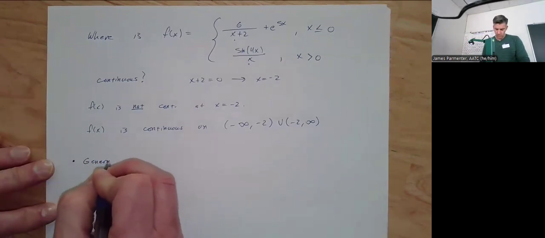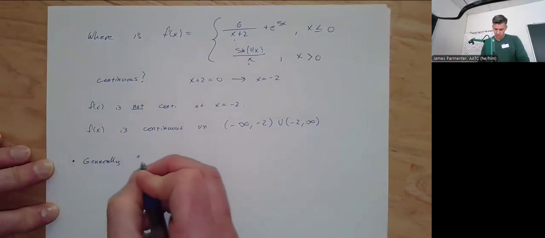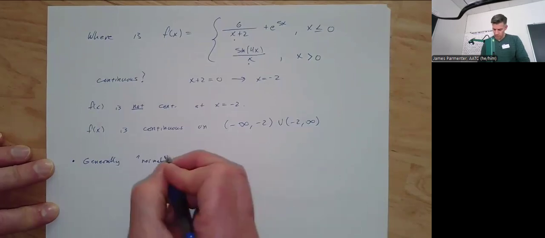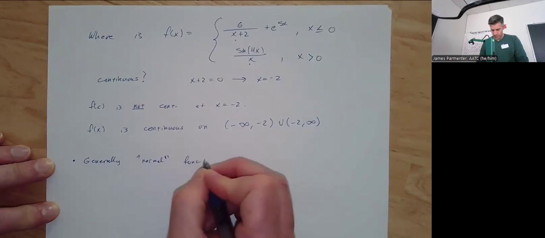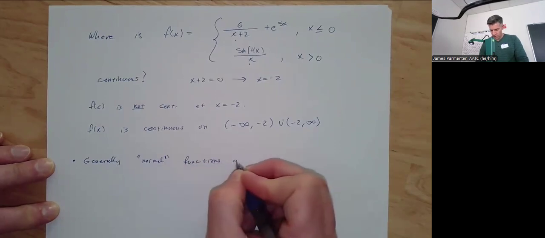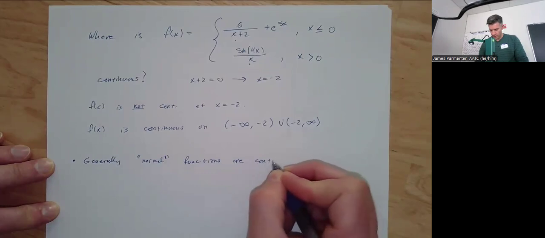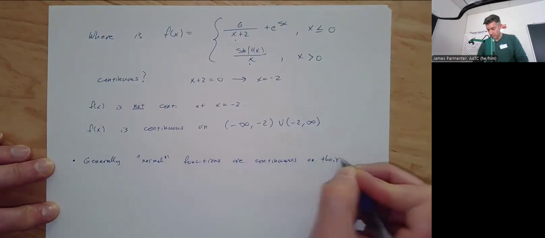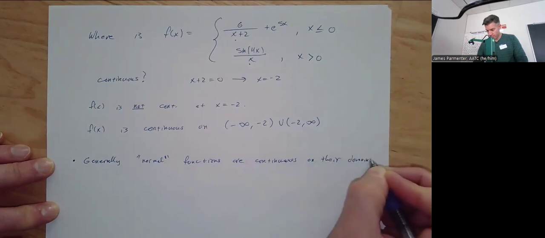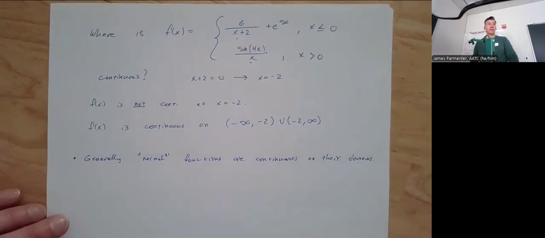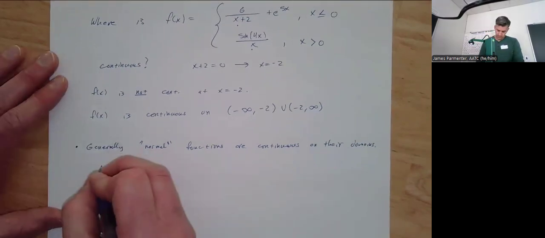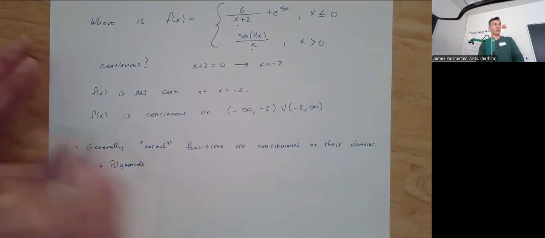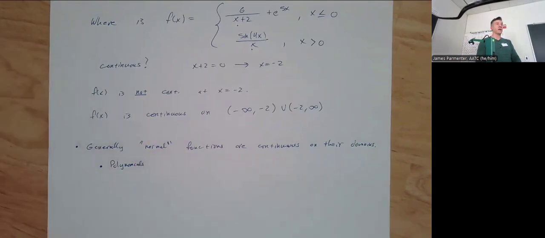So generally, normal (and I'm putting this in quotes, because what's normal?) functions are continuous on their domains, or where they're defined. A short list: polynomials. So again, this is non-negative integer powers of x.